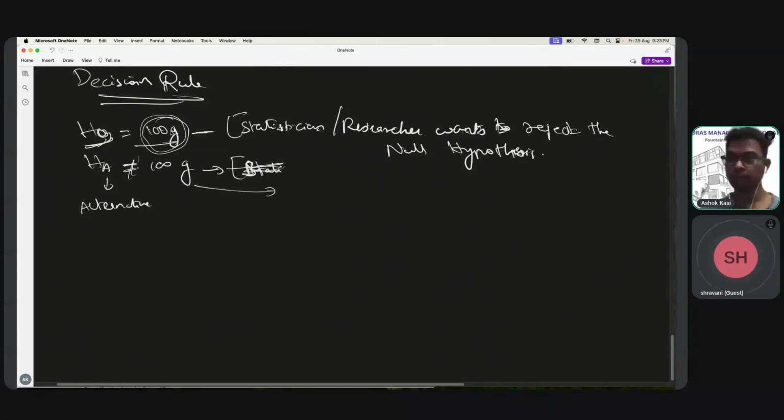Say for example, I'll give you another example. Say you are claiming that you are a punctual person. So what is the null hypothesis? That you are punctual. So null will be: is equal to punctual.